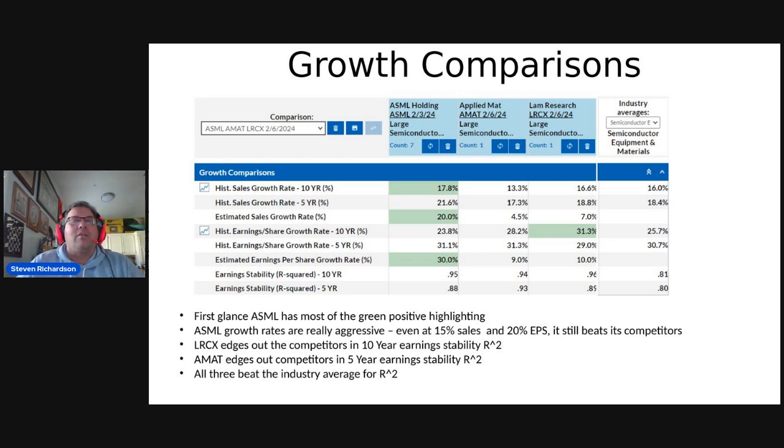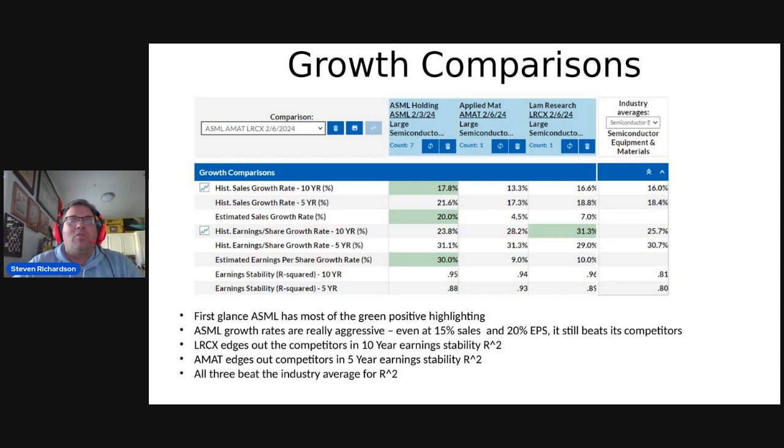At first glance, ASML has most of the green positive highlighting. They have seven, and the other ones have one each. ASML growth rates are very aggressive, even at 15% sales and 20% EPS. I went back and looked at the preferred procedure for ASML, and it went up to 20% after reviewing the Value Line and the annual report. So I was really aggressive in my estimates. I probably should have been more conservative, and you should be the same with all the stocks. I'm just being honest there.